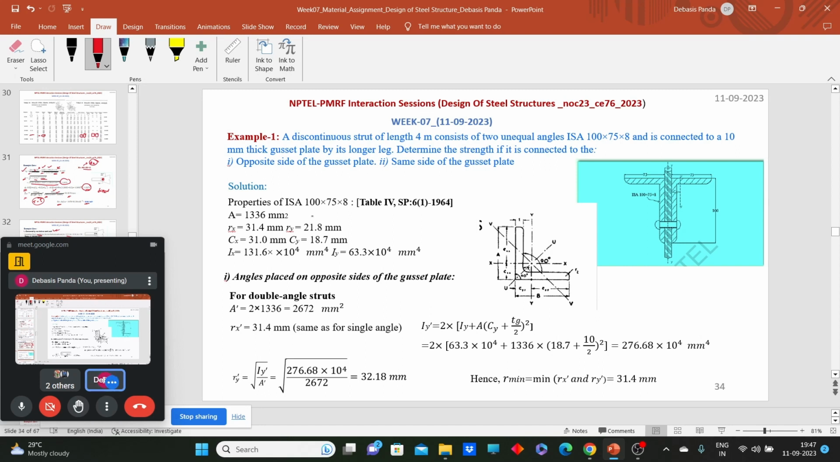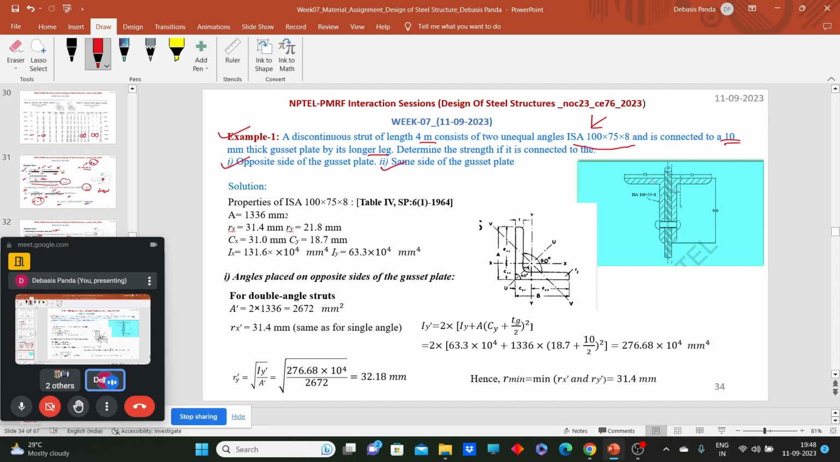So here we have an example that says that we have a discontinuous strut of length 4 meter consisting of two unequal angle sections of 100 by 75 by 8, connected to a 10 mm thick gusset plate by its longer leg. That means the 100 leg is your connected leg. Now determine the strength if this is connected on the opposite side of the gusset plate and on the same side of the gusset plate. So first case is the first one.